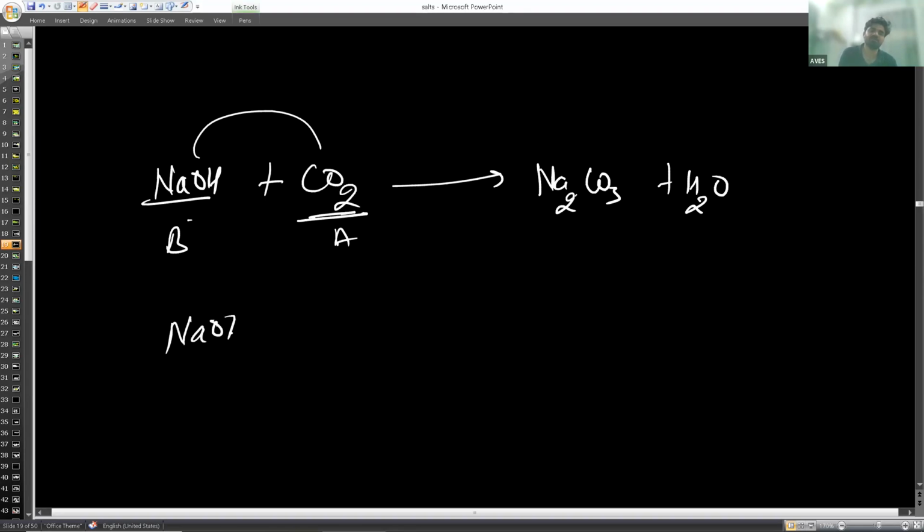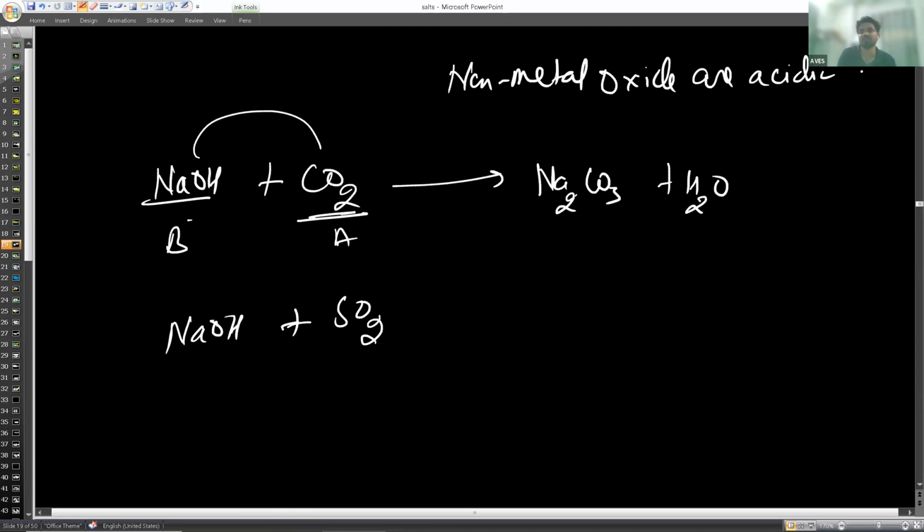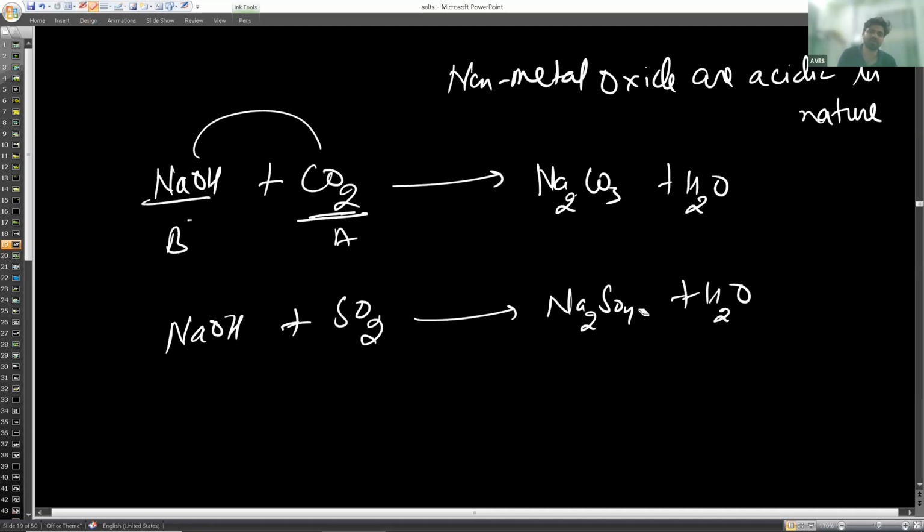Same NaOH, when treated with another non-metal oxide, since non-metal oxides are acidic in nature, will give you Na2SO3 plus H2O. It should be Na2SO3, not SO4. You have to be clear that with SO2 it is Na2SO3, sodium sulfite.